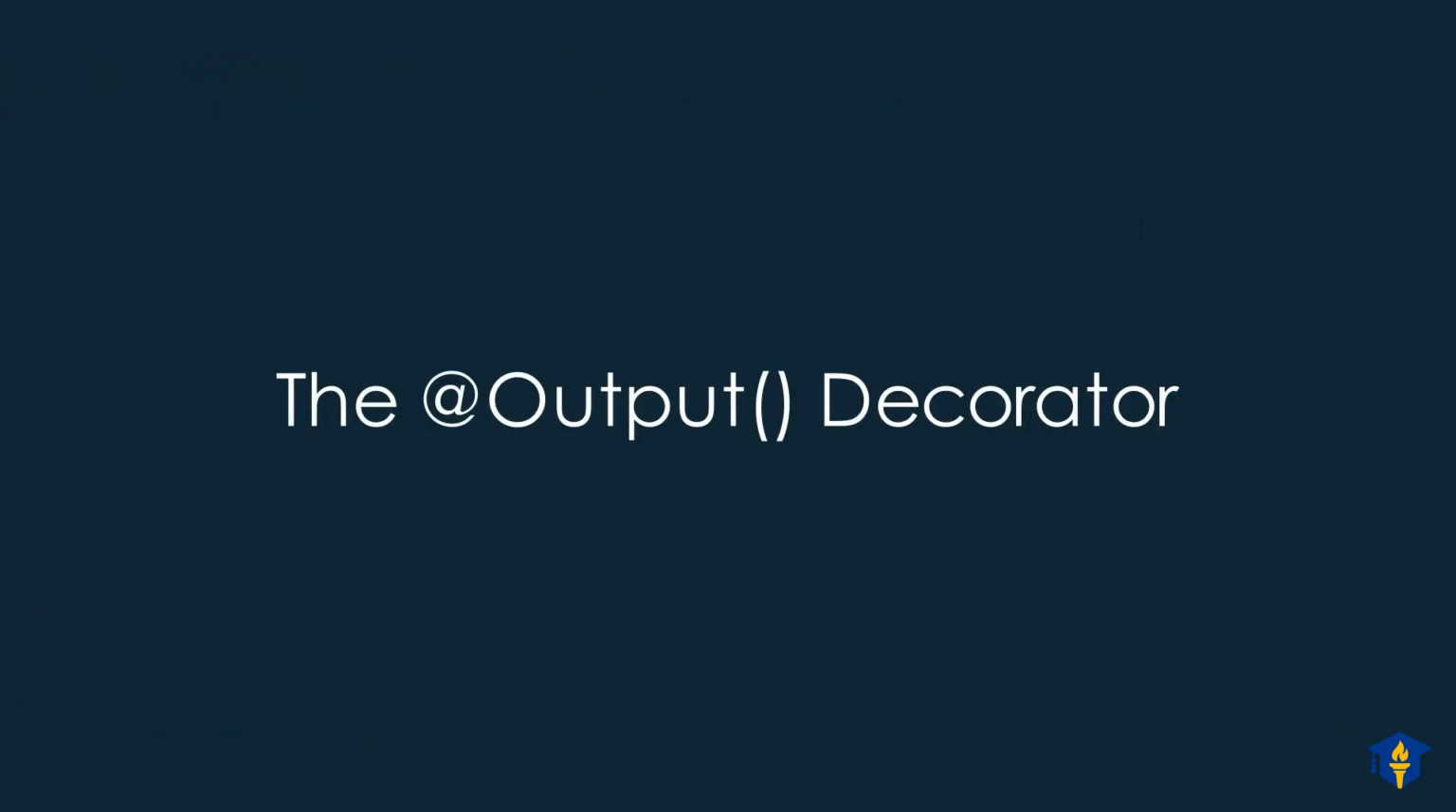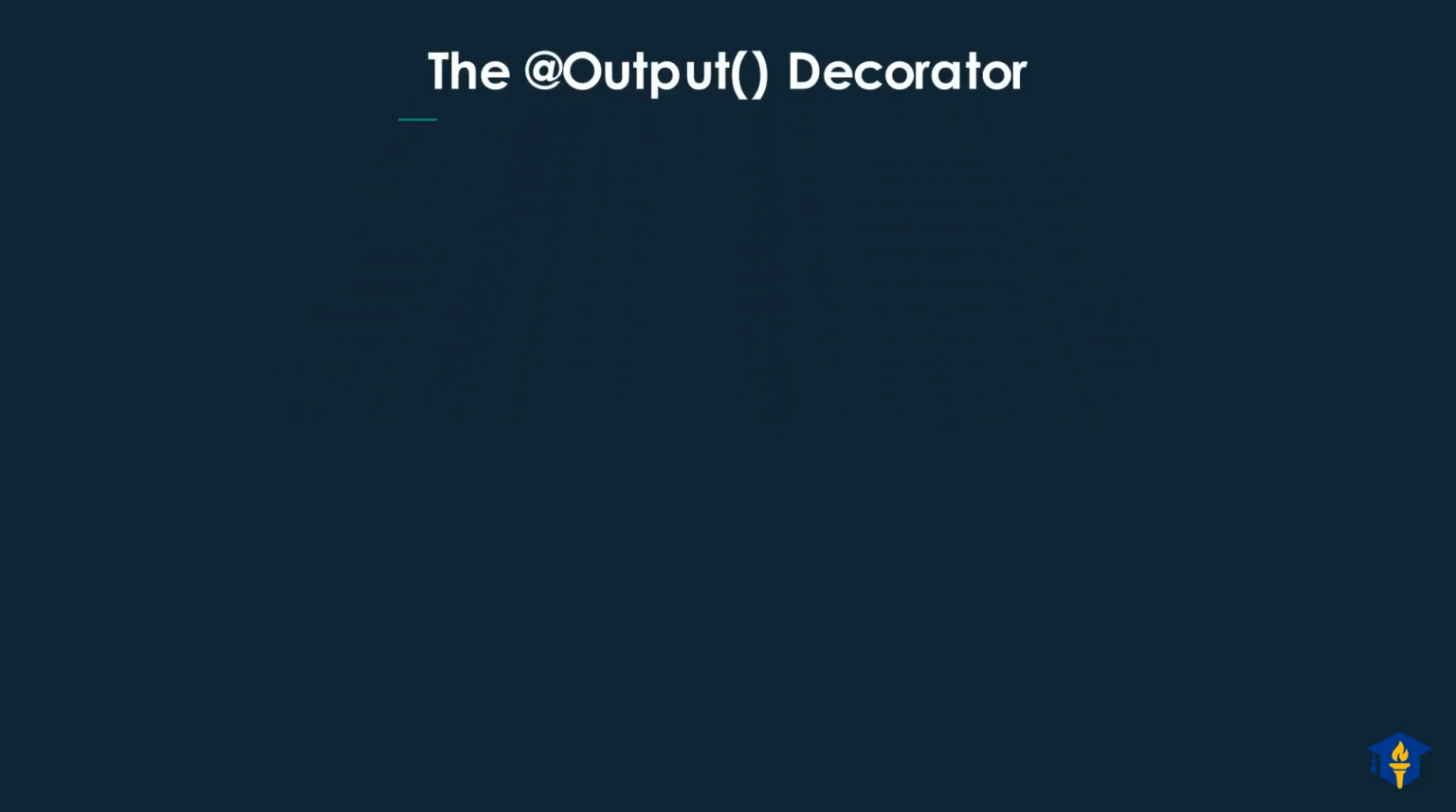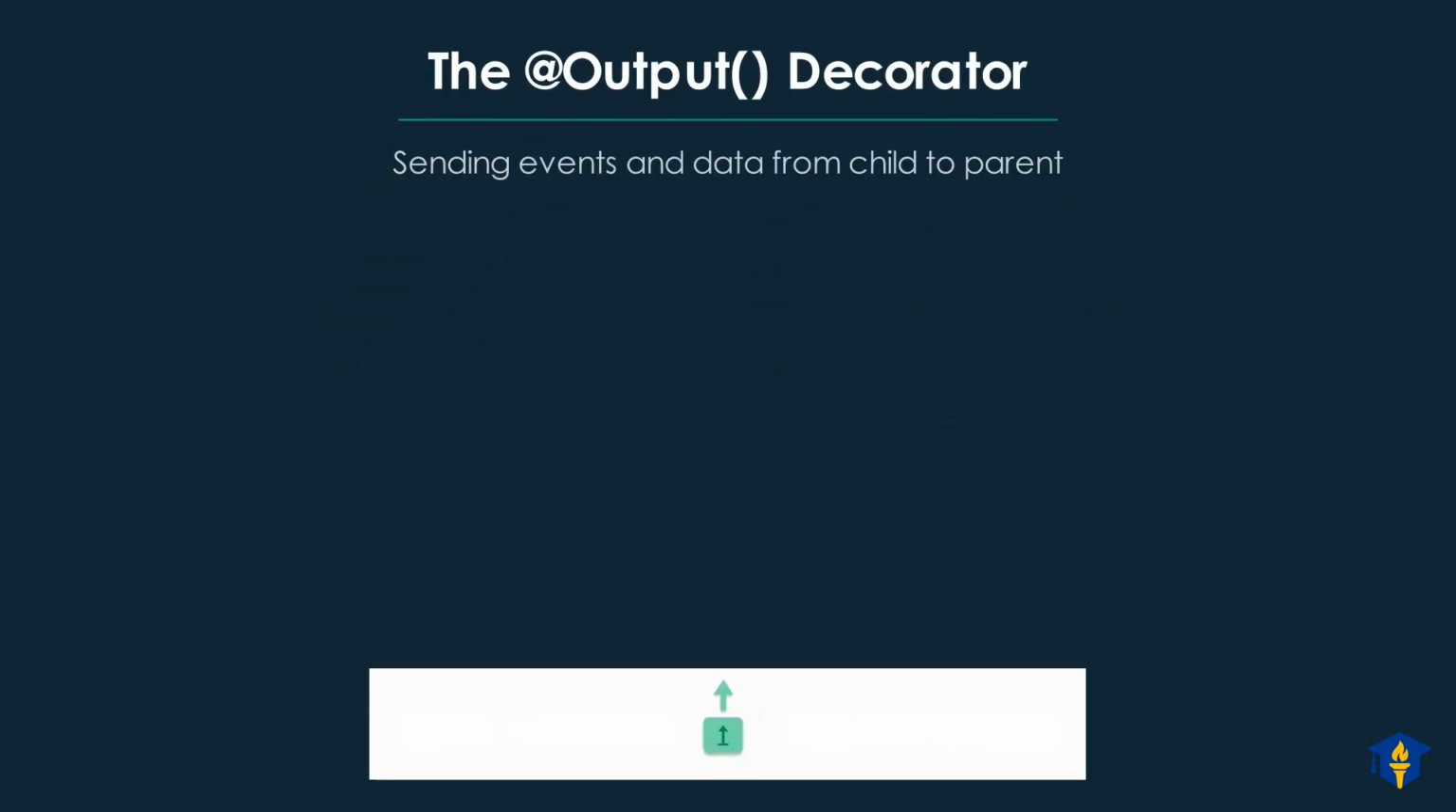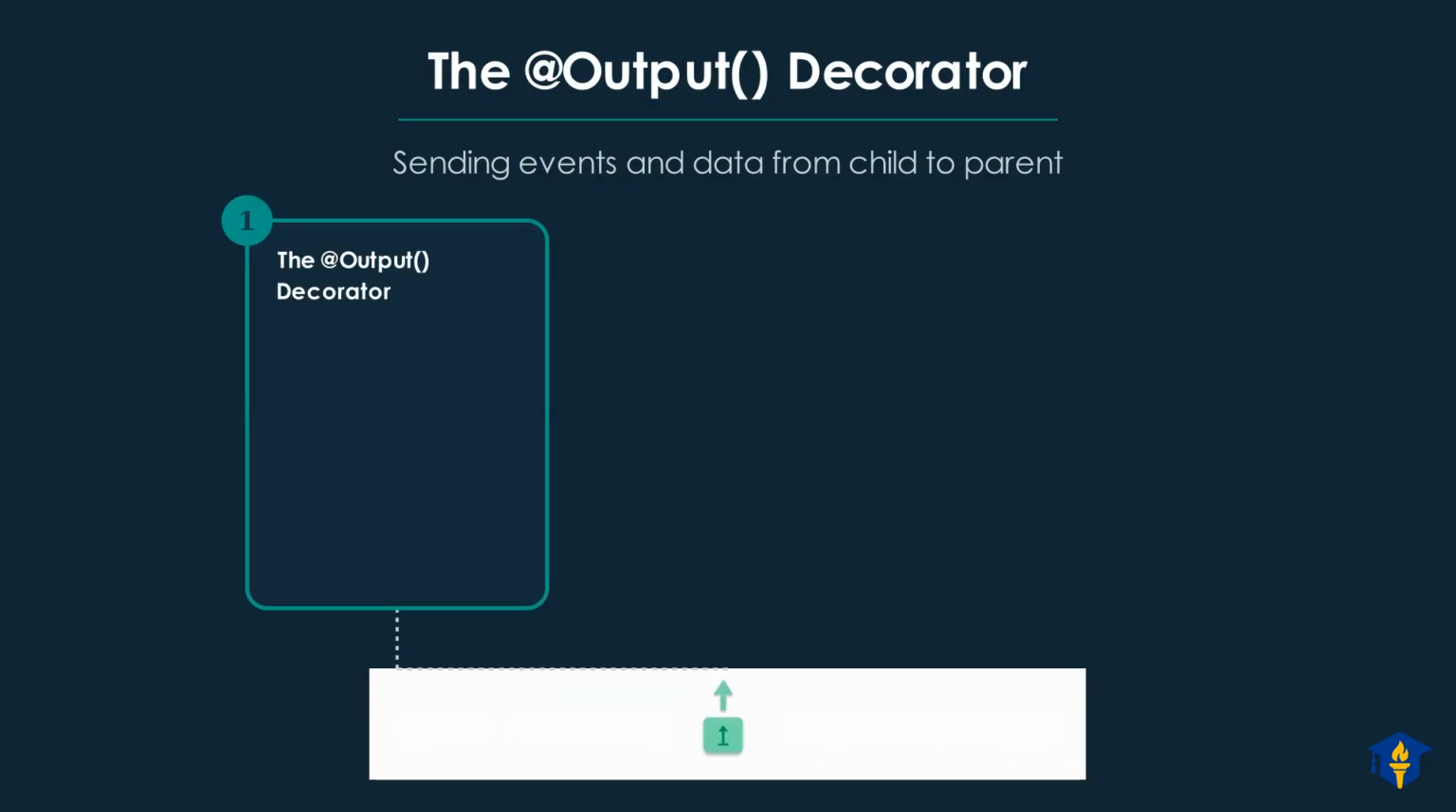We will now discuss the @Output decorator, which facilitates communication in the opposite direction. This decorator is used for sending events and data from a child component back up to its parent component. The @Output decorator provides a mechanism for child components to interact with their parents.